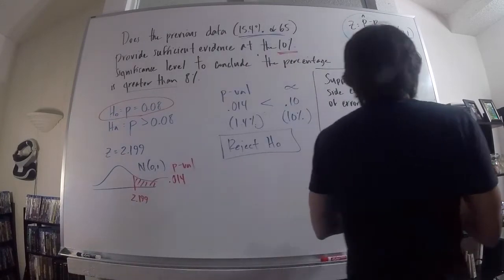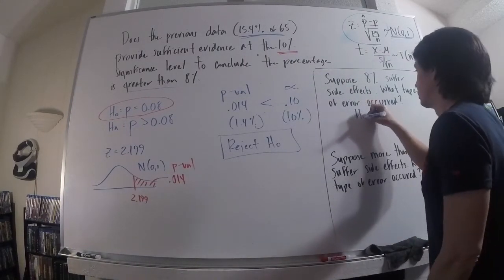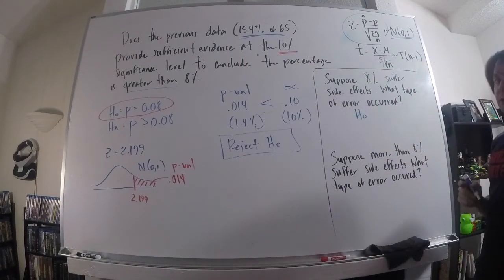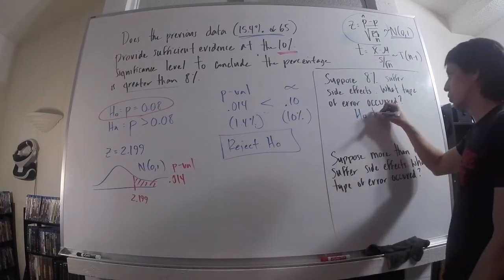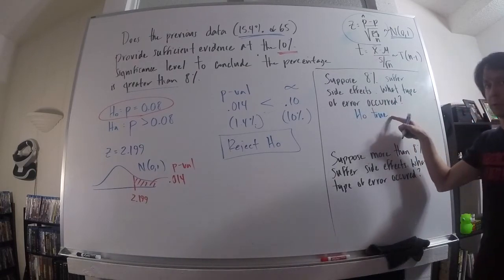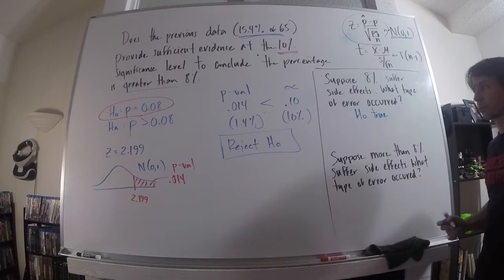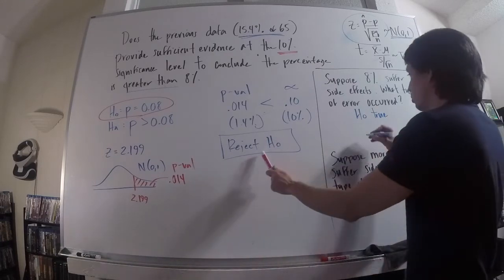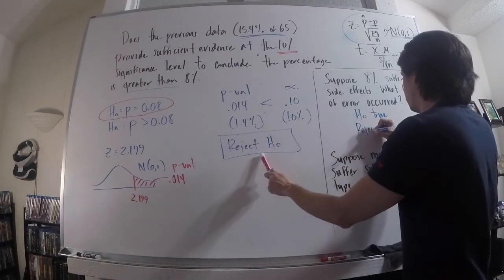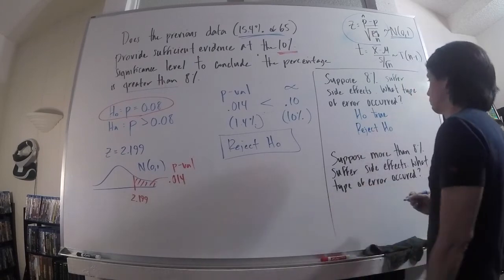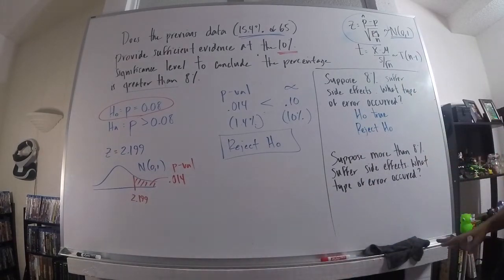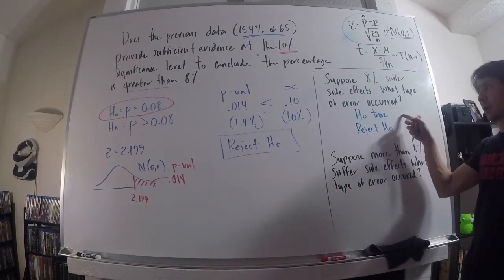What is this saying about H0? Is it true or false? Suppose 8% suffer side effects, exactly as the company claims. This is saying suppose the company is telling the truth and our H0 is true. What do we do? We reject it. We try to sue them over this. Is that the correct decision or not? They were telling the truth. H0 is true. We reject their claim.